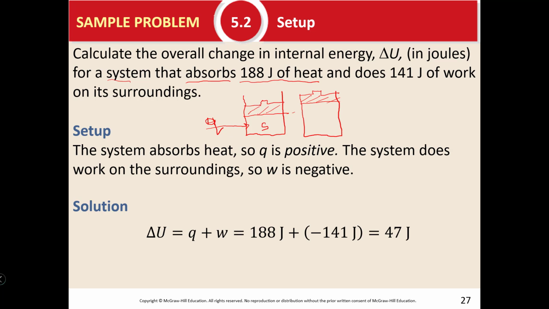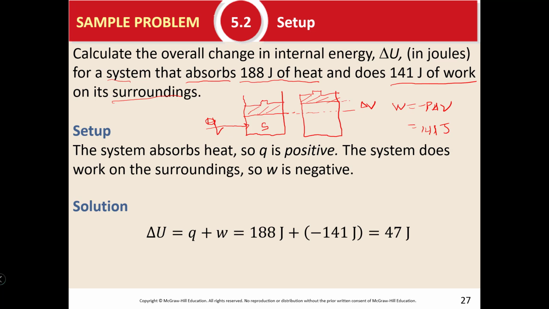So we started here initially, and then it's moved up to here. There's a change in volume here. And the amount of work done, which would be, again, work equals negative P delta V, is equal to 141 joules. And that's what it says here, 141 joules of work on its surroundings.